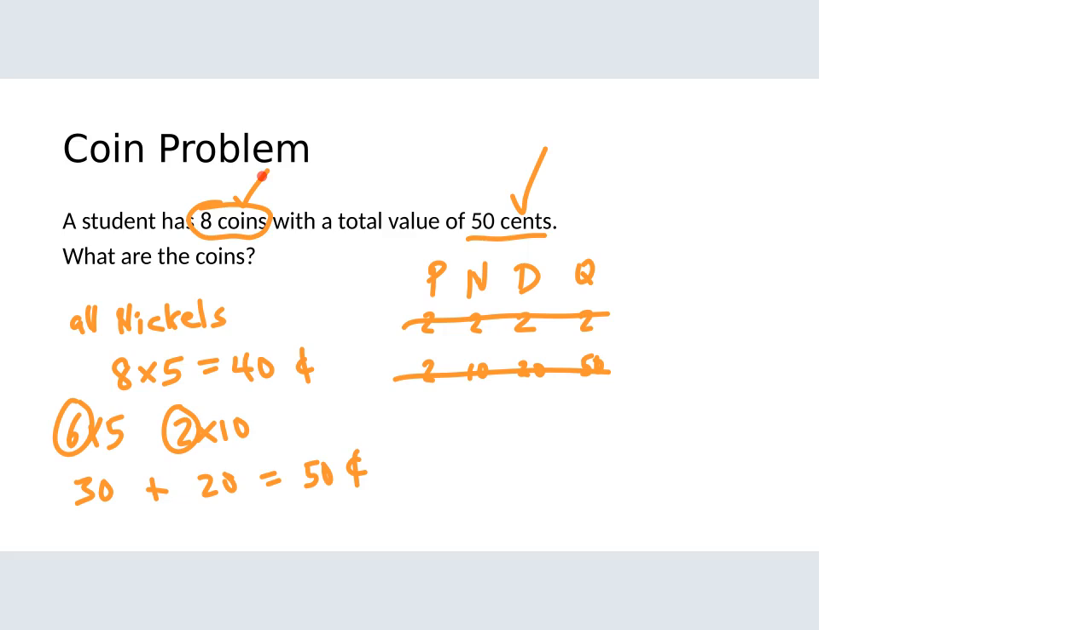If you're thinking, could I do something other than trial and error? Well, this is one where you could kind of draw a picture the way we did with our pigs and chickens. And you could say, all right, I'm going to make these all nickels. They're all nickels.